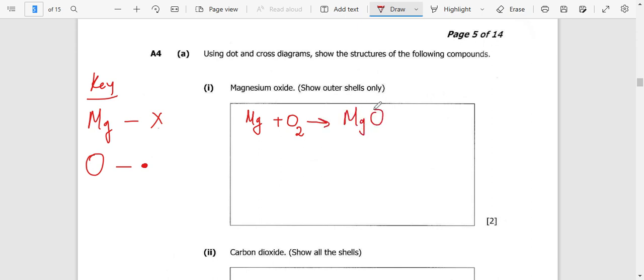magnesium oxide. Now when you form a compound, forget about this 2 which is down here. Okay, when you form a compound, forget about the 2. Just know that oxygen always exists with that 2. Now oxygen, what is the valence of magnesium?